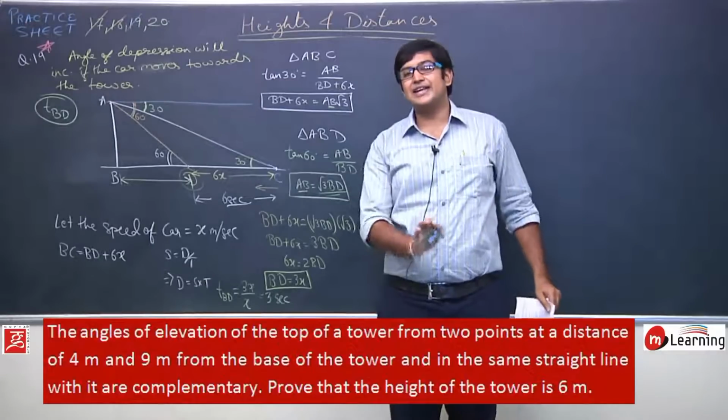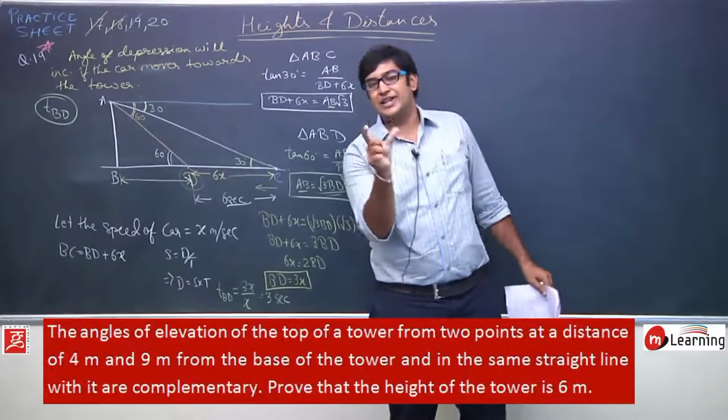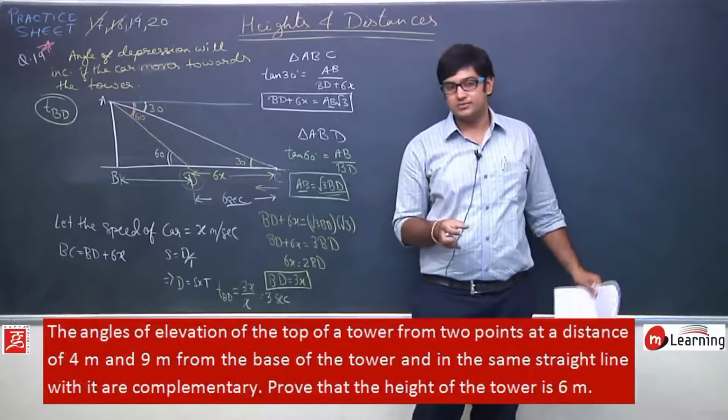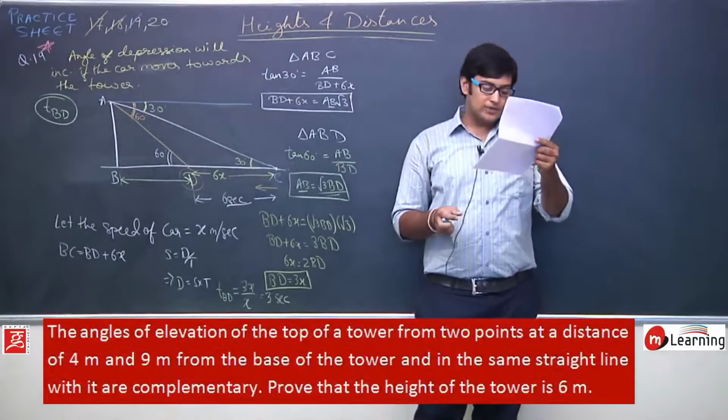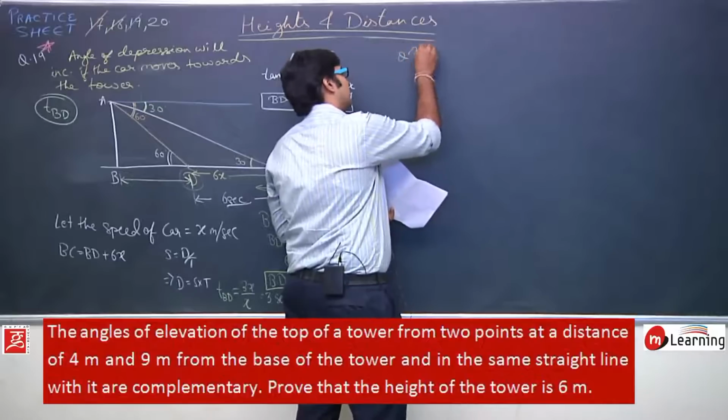Okay, but the question clearly says that they lie on the same straight line. So there is a significance of this line also. Okay, the 2 points lie on the same straight line. This is very, very important. So let us draw the diagram first. Question number 20.